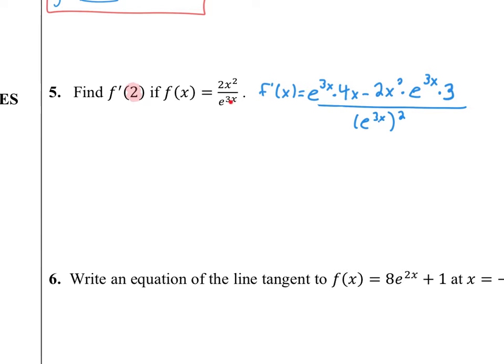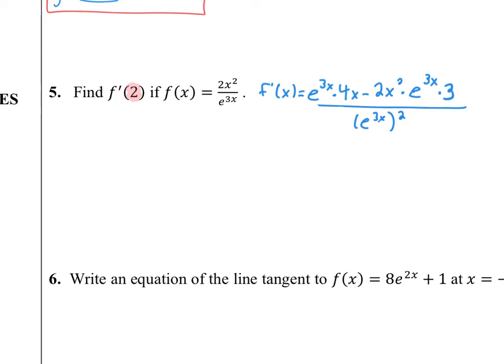And here it is. So it's the bottom times derivative of the top, and that derivative of the numerator is 4x, minus the top function as is times derivative of the bottom. That exponential derivative is, you write exactly what you see. So here's the e to the 3x times derivative of the exponent, and the derivative of 3x is just 3, all over that bottom function squared.